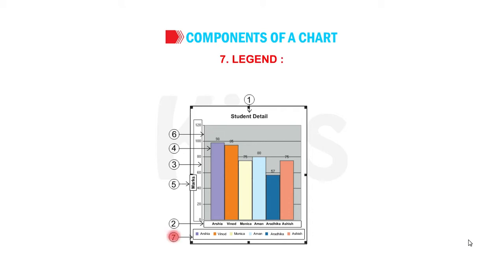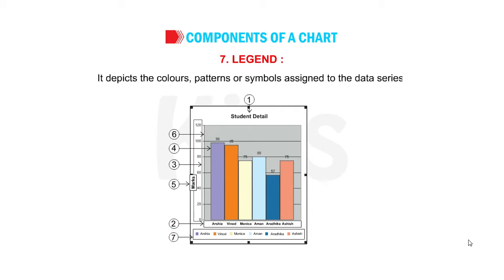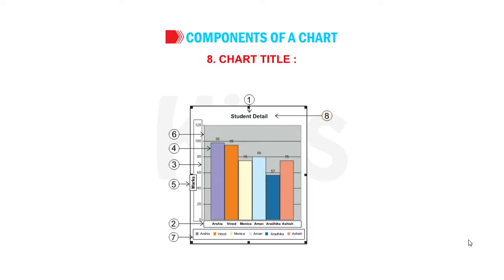Number 7. Legend. It depicts the colors, patterns or symbols assigned to the data series. It helps to differentiate the data. Number 8. Chart title. It describes the aim and contents of the chart.